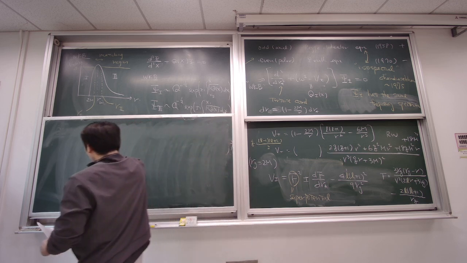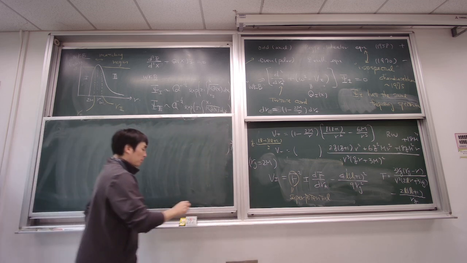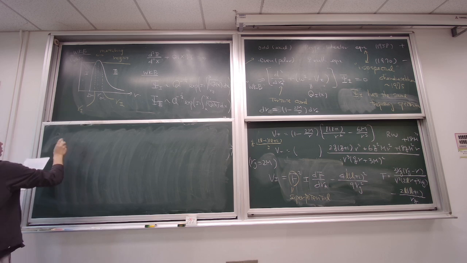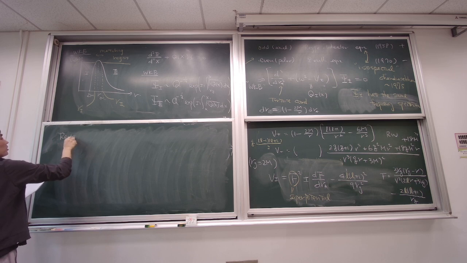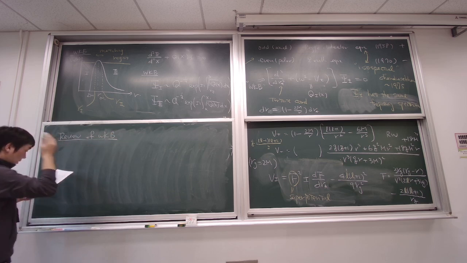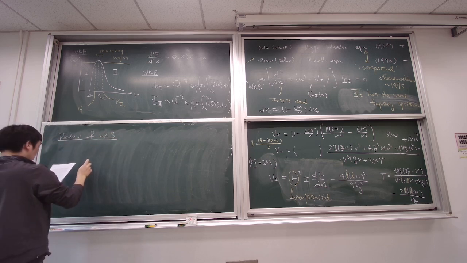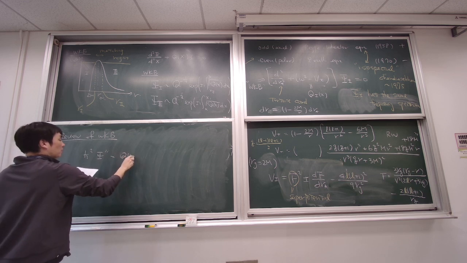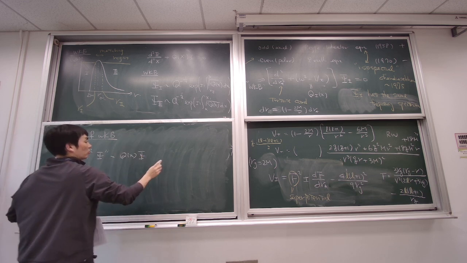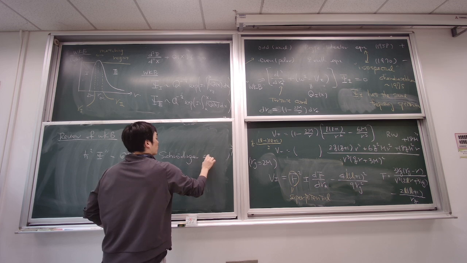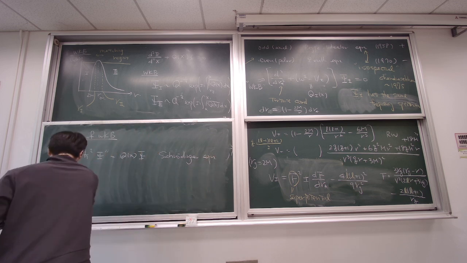So let's recall what WKB is. I will explain this in just a moment. So, a review of WKB. The Schrodinger equation is something like this: h bar square psi double prime and so on. So this is the Schrodinger equation.